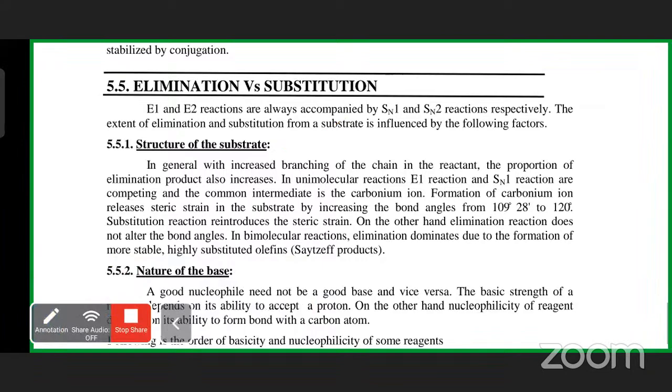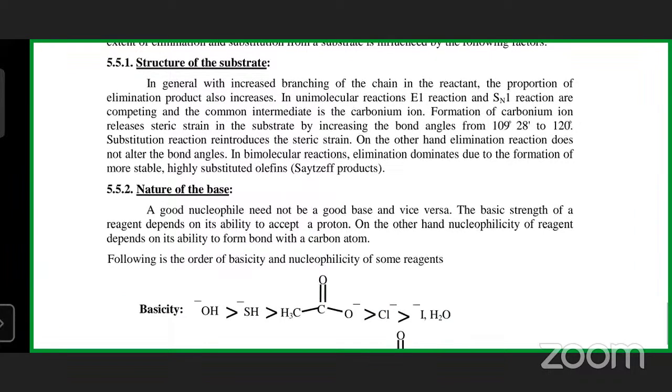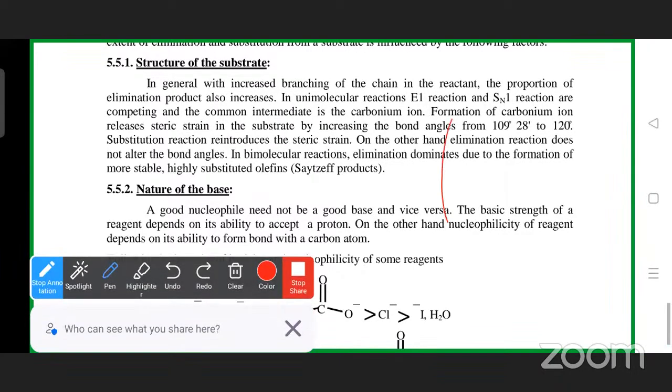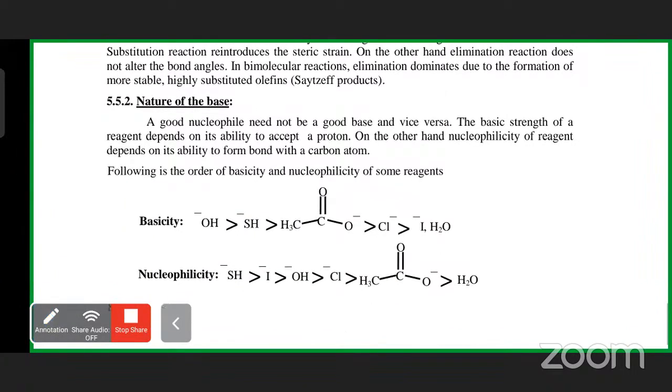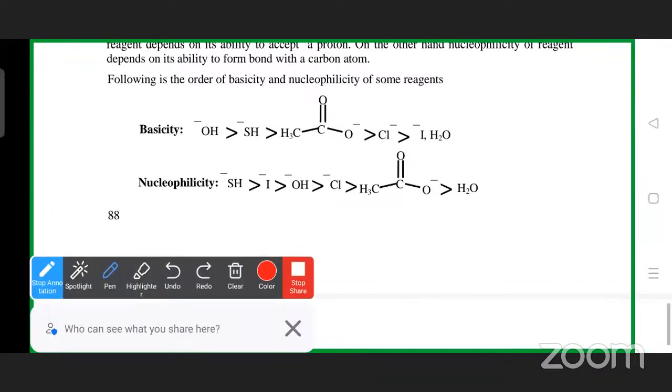Substitution and elimination take place according to the nature of the base also. A base abstracts the proton here. So here is the basicity of various groups. You can see hydroxy group, thioalcohol group, acetate group, chloride group, iodide group and water. This is the basicity order, and the presence of these groups favors substitution or elimination.